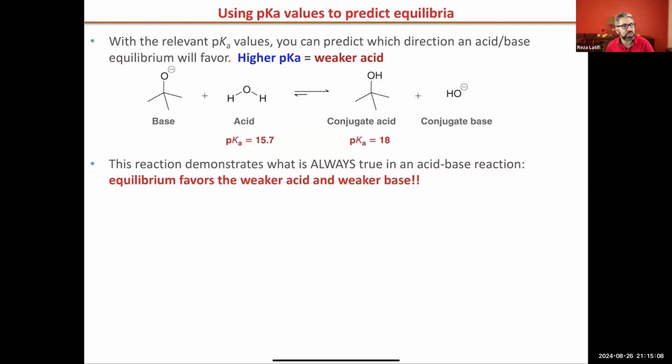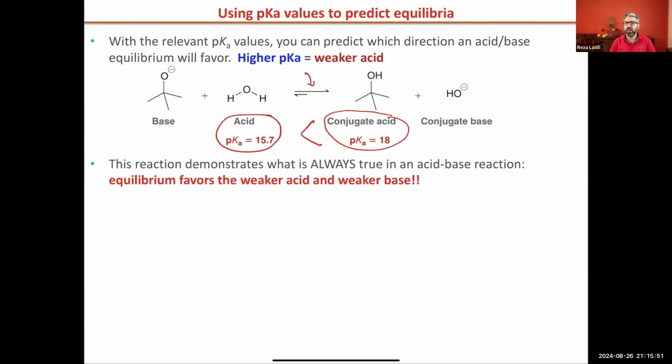Okay, so we have a base, tert-butoxide, reacting with water, and it's generating alcohol plus OH-. The question is: is this reaction going to move forward or not? Look at the arrows. They showed you an equilibrium, but one of the arrows is bigger than the second. What does it mean? It means the reaction wants to move to the product side. So this reaction is favored, and it doesn't want to go back. Still, you have an equilibrium. Look at the pKa. If the pKa of the conjugate acid is bigger than the pKa of the starting acid, the reaction is going to move forward.